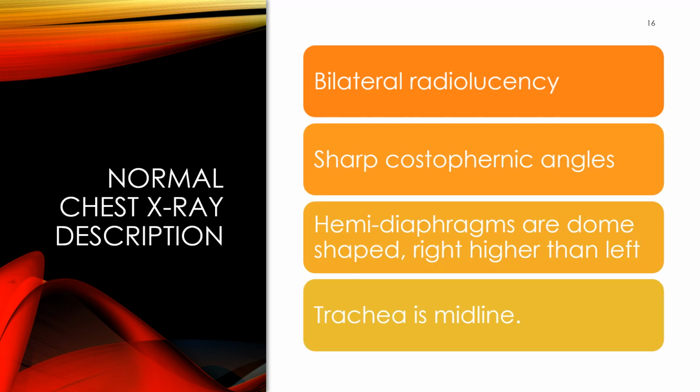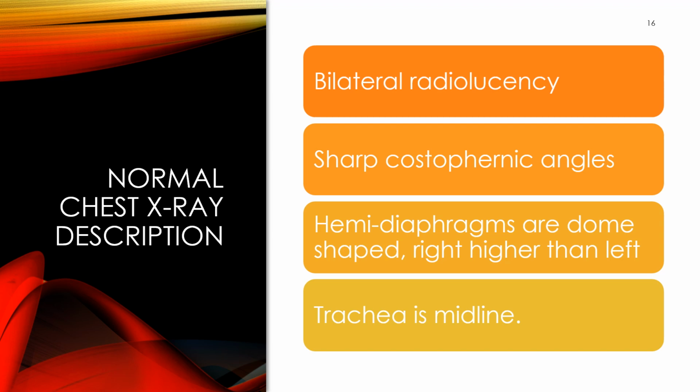The NBRC loves to trip you up with fancy words. In other words, they want to use words that may throw you off and make you think there's some kind of pathology going on, but there's not. For example, if you see the words bilateral radiolucency, you might think, what the heck's going on with that? That's normal. That's a normal x-ray.